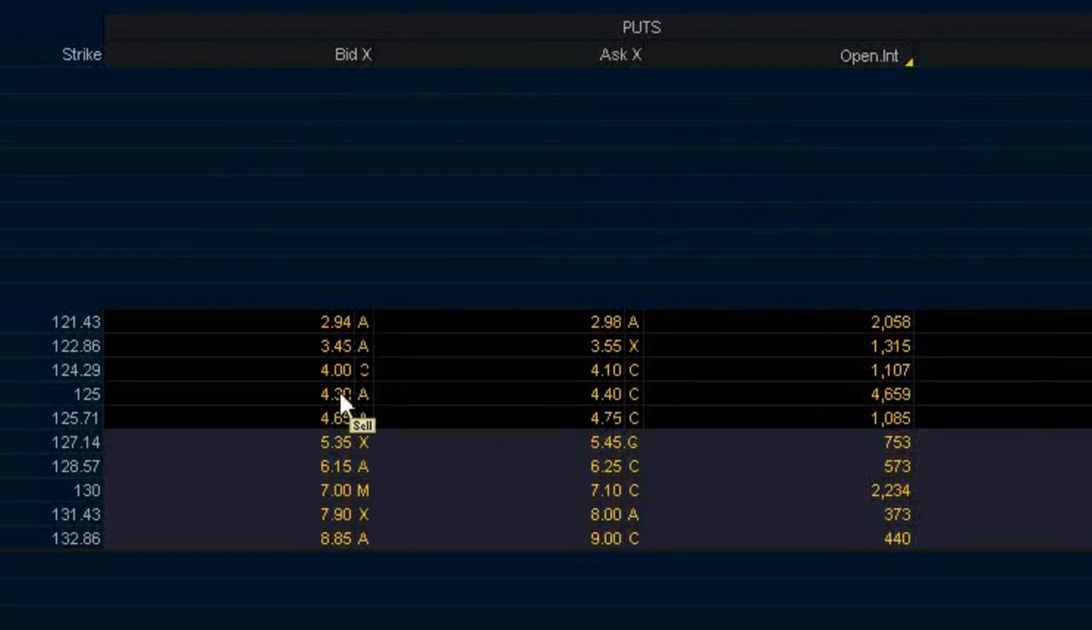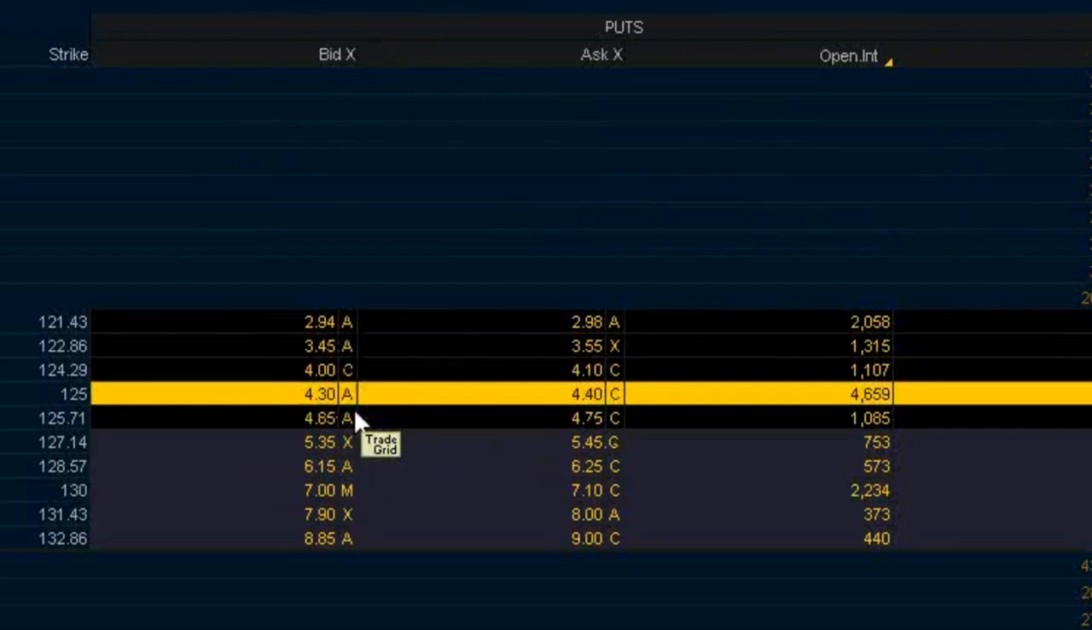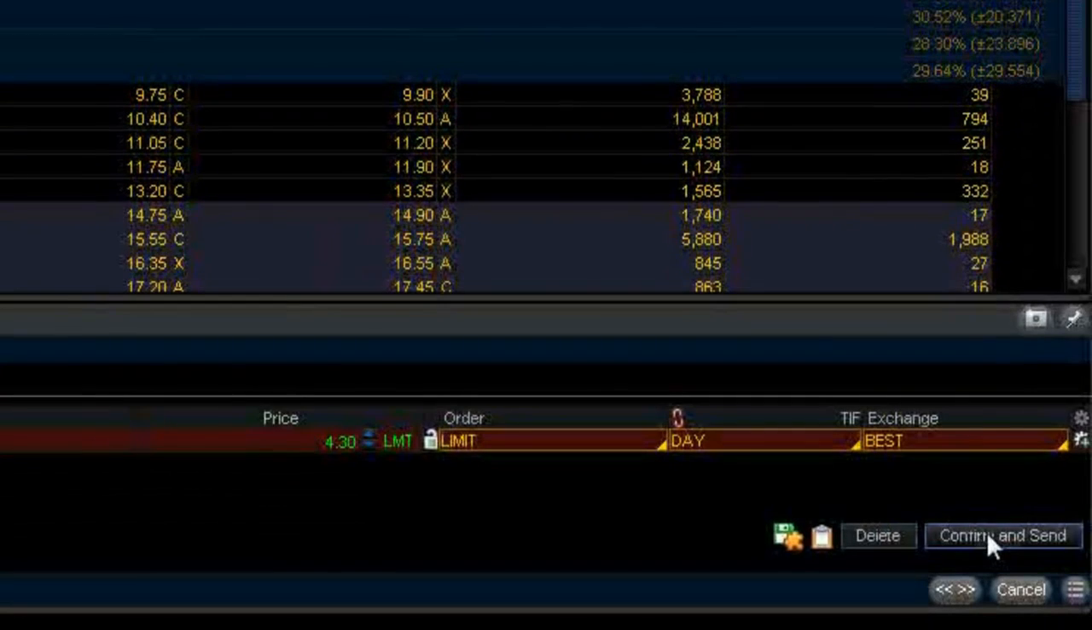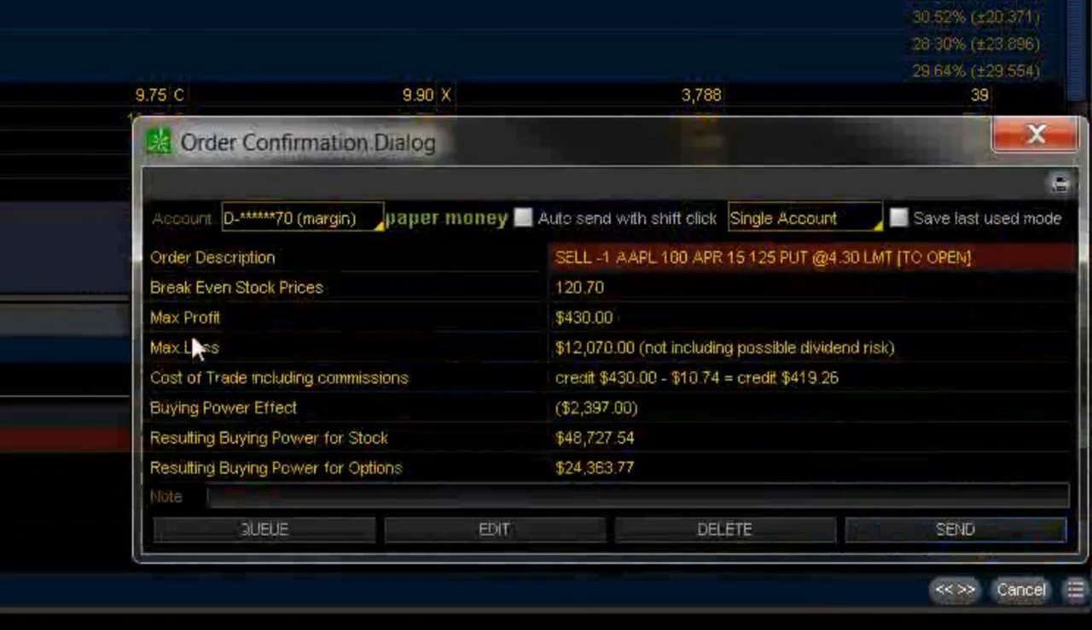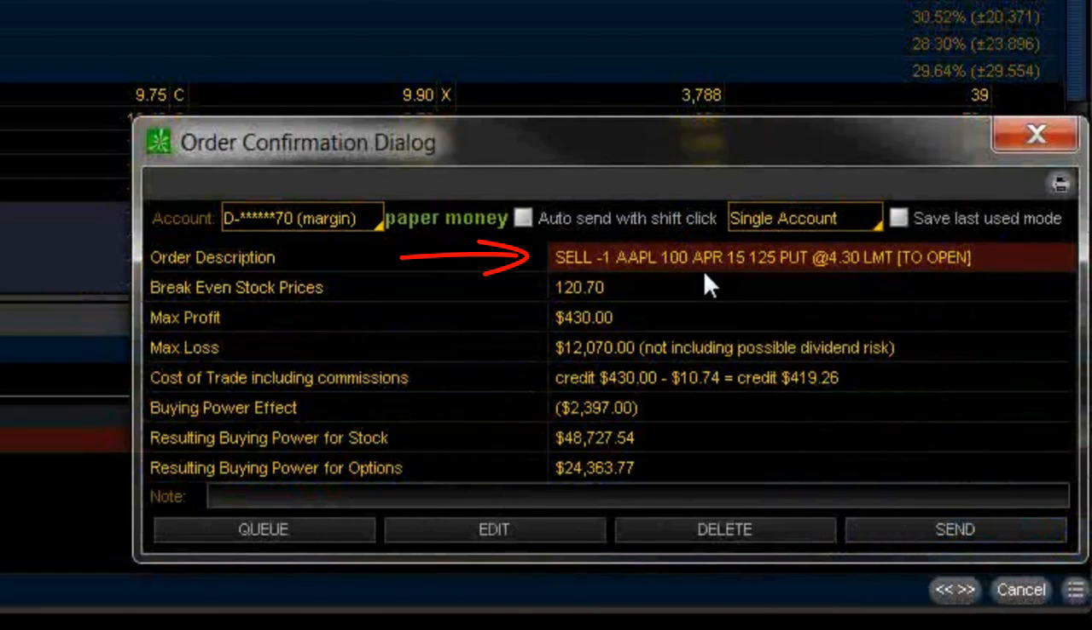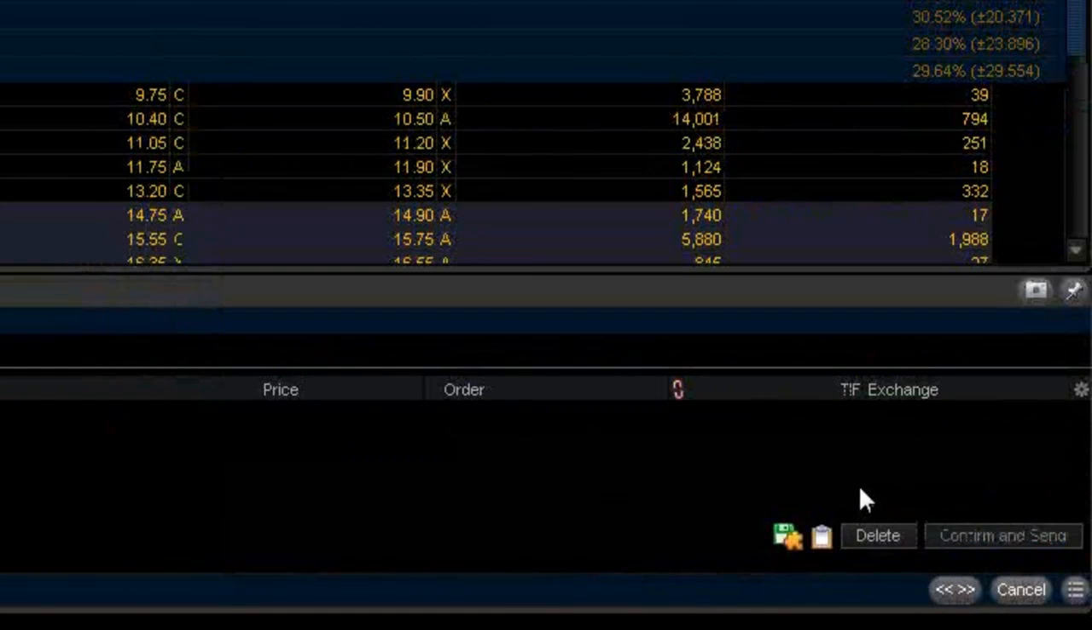But if I come in and I click this bid price here, if I left click on it in my broker platform, hit confirm and send, you will see that it will show max profit $430. So I'm clicking this button. I'm going to sell something I don't own, and $430 will immediately show up in my account.